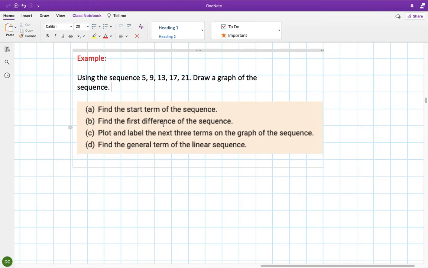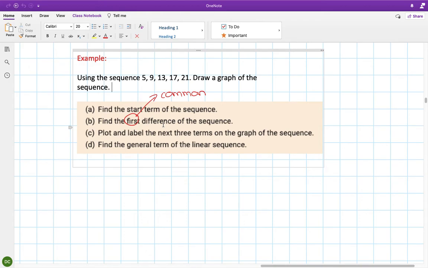First difference is another way of saying common difference. Okay, they mean the same thing. So first difference and common difference are the same thing. Plot and label the next 3 terms on the graph of the sequence. Okay, so we need to take that into account when we're doing our graph.